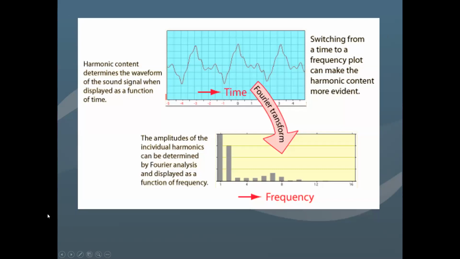Okay, so if we detect the frequencies and amplitude as a function of time, it can be kind of difficult for us to understand what is kind of going on. So we have a thing in physics that's called the Fourier transformation. Now, if we switch from a time to a frequency plot, this can allow us to better see the harmonic content.